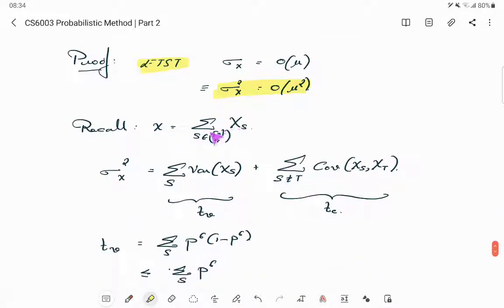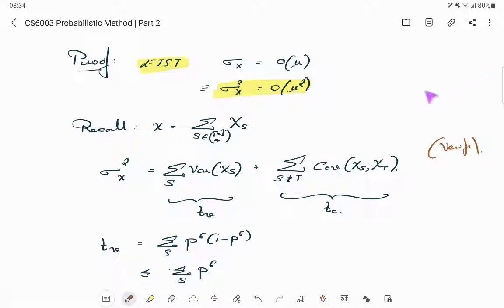Recall that x is the sum of n choose 4 random variables. Each of these was a Bernoulli 0, 1. Hence, its probability was p power 6. But first let me write it down. The whole expansion of sigma squared x would be the sum of the variances, these are the diagonal terms, plus the sum of all the covariances between distinct sets S and T. This is a standard formula for variance of a sum, right?